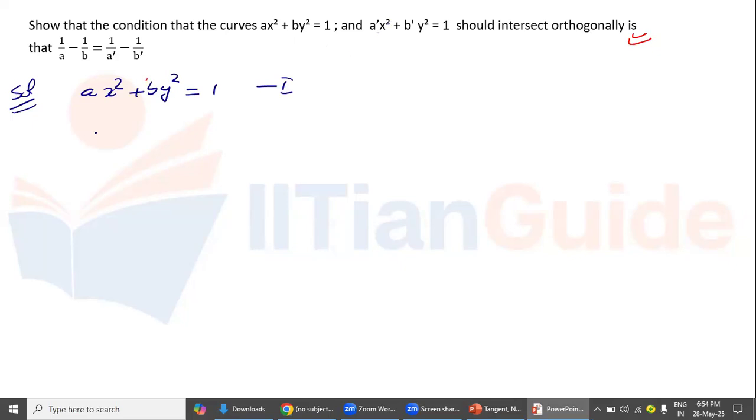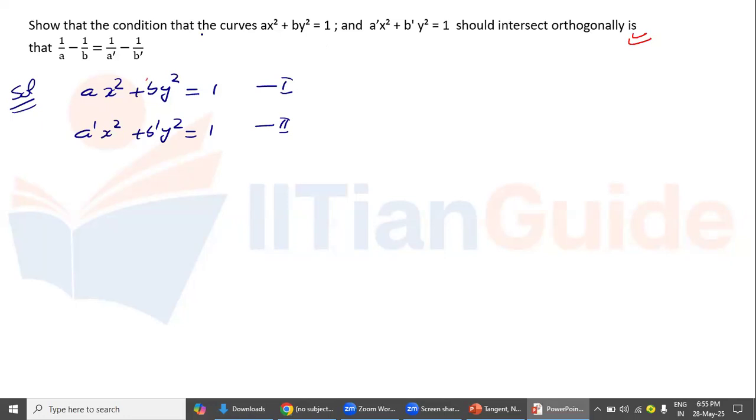And another ellipse that we have: a dash x square plus b dash y square is equal to 1. That is my second equation. We need to prove that these curves intersect orthogonally. That means I will calculate the point of intersection first, then the slope of the tangent on the first curve and the slope of the tangent on the second curve. And if I find m1 m2 to be -1, I can say they are intersecting orthogonally.